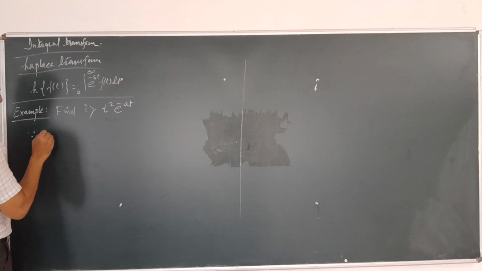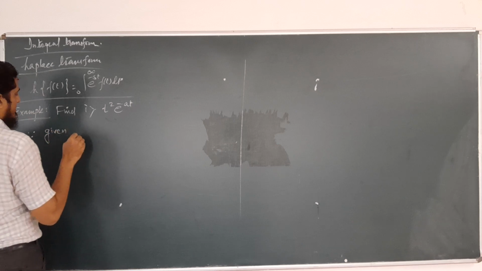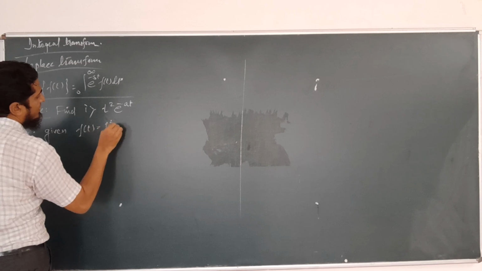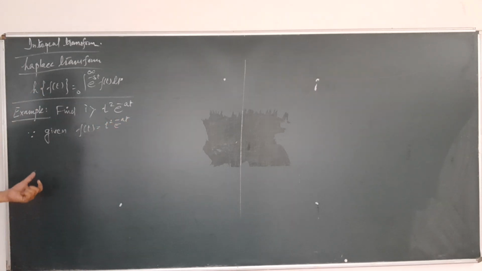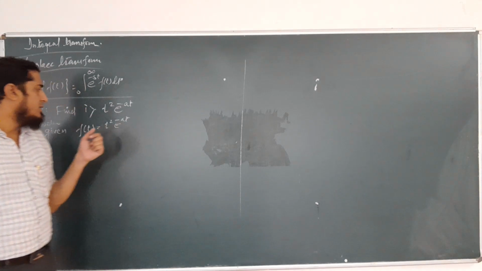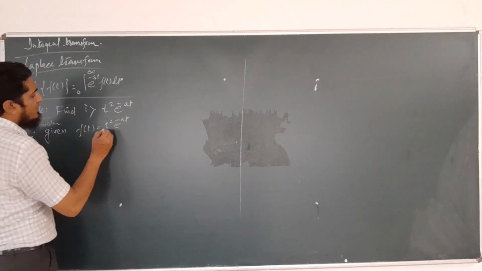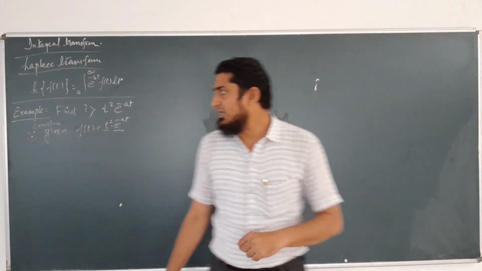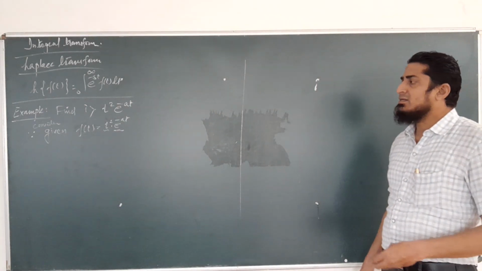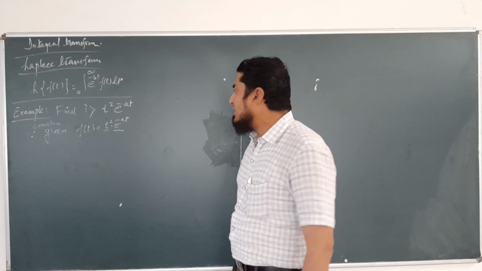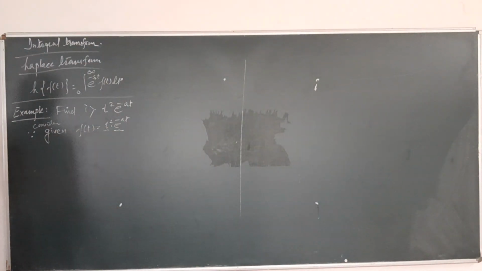Since given f of t is equal to t square e raised to minus at, here we have t square and e raised to minus at, two functions in multiplication, and we can directly find the Laplace transform of this function by using the e raised to at method, or we can say the first shifting theorem.